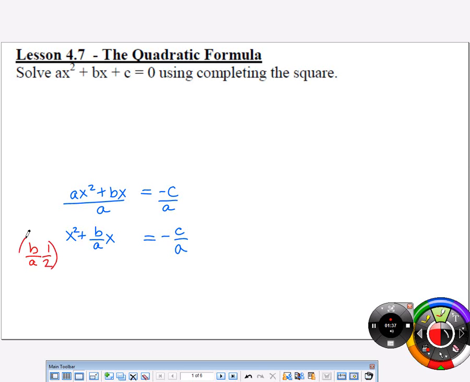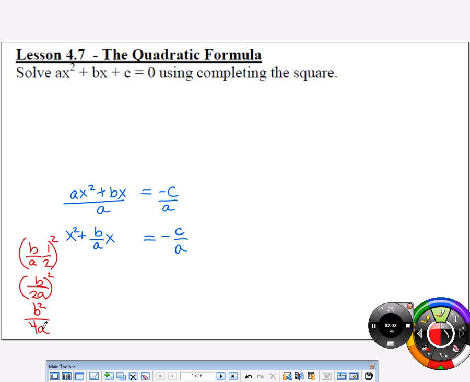And then we have to square it, right? So we're going to get b over 2a, and we're going to want to square that, which is going to give us b squared over 4a. Is that okay with everybody? So it's not numbers, but same idea. I took this, divided it by 2, and squared it to decide what I want to add right here to complete the square.